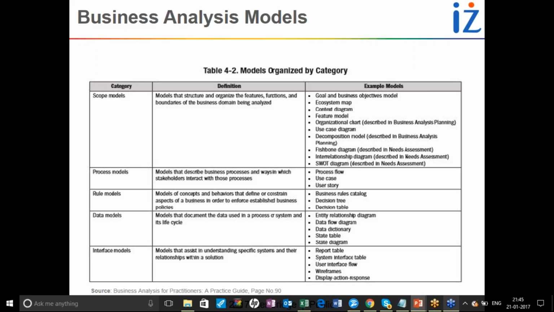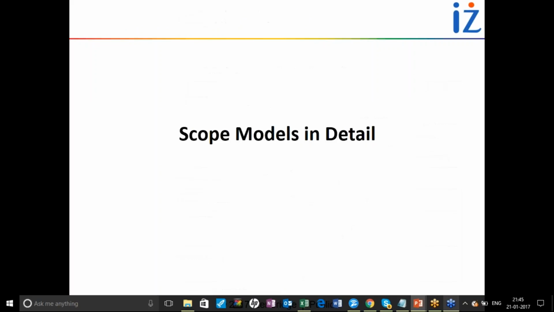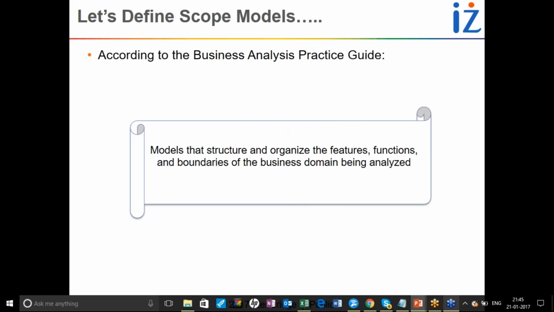But here we need to see how tools and techniques like SWOT, decomposition model, and organization chart can be used as scope models. We need to discuss that section here, because this is not described clearly in the business analysis practice guide. So I'm starting the scope models, and I have already explained the meaning of scope models.